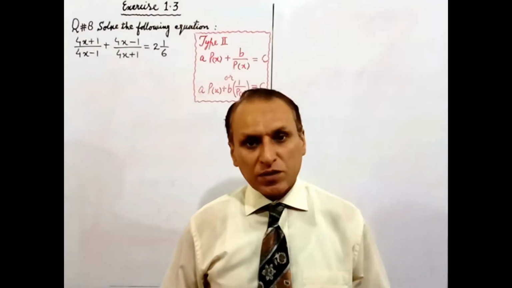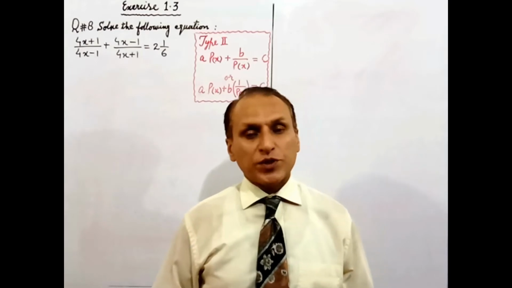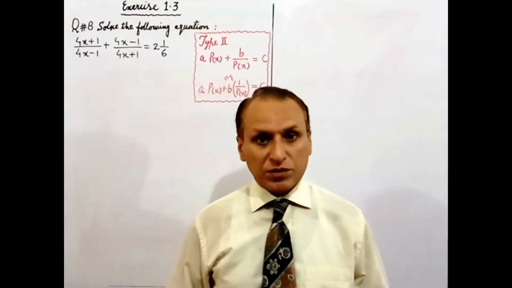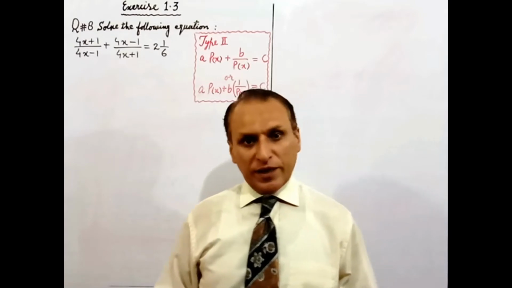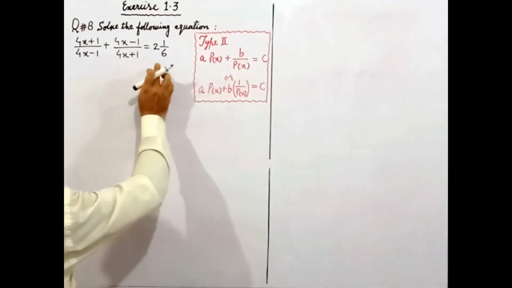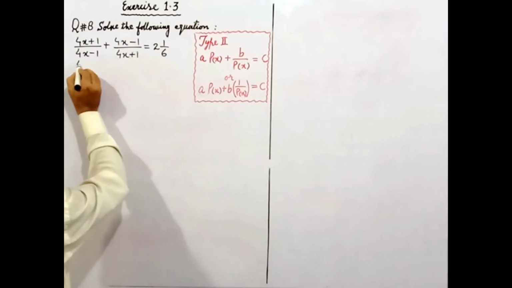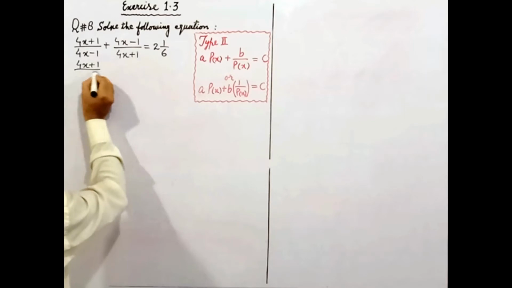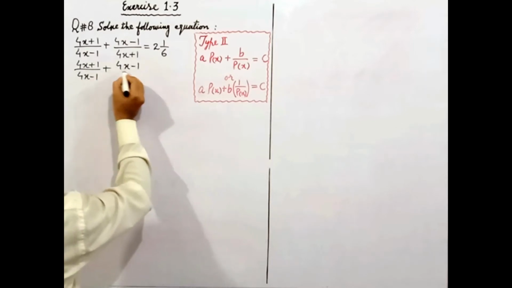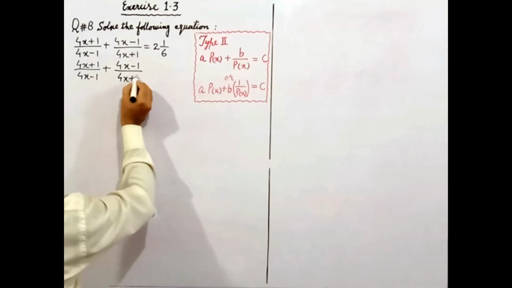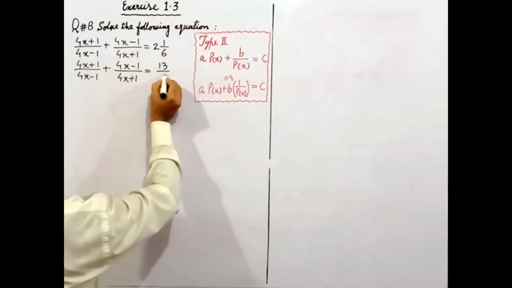Assalamu alaikum students. We continue exercise 1.3 with question number 8 in which we deal with the type 2 equation, which we reduce in the quadratic form to find its solution. Let's do it. First of all, we change this mixed fraction into an improper fraction. (4x+1)/(4x-1) + (4x-1)/(4x+1) = 6 2s are 12 plus 1, 13 over 6.